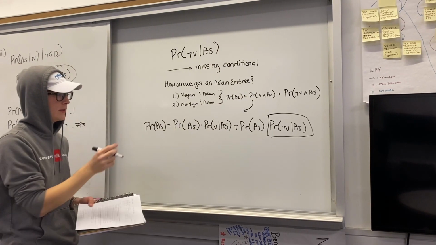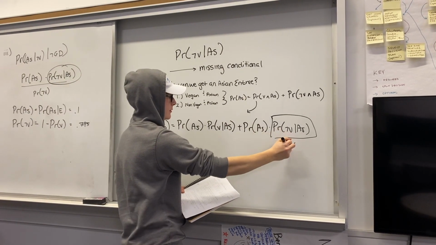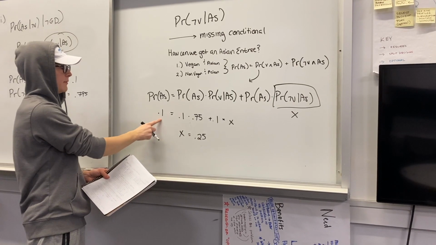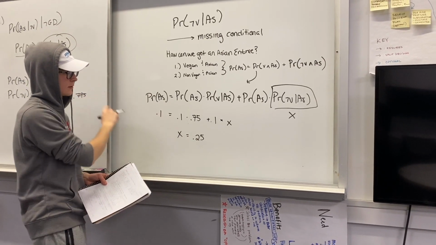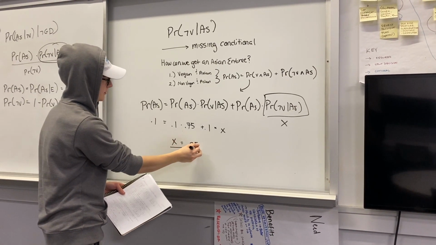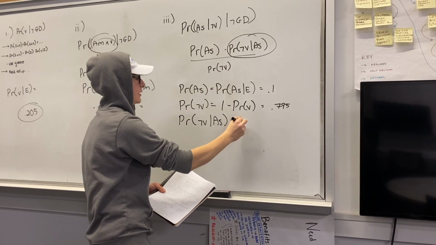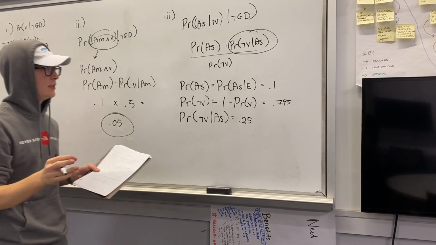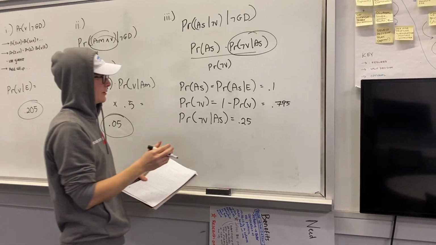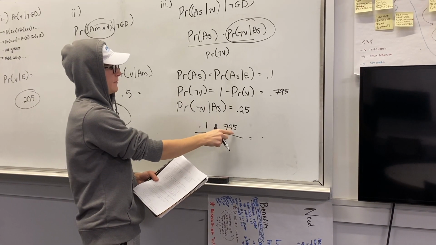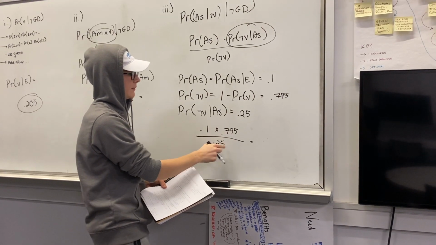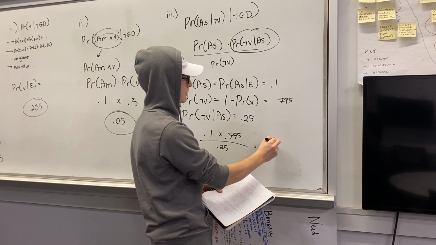Now let's plug in all the values and solve for x. After plugging in all the given values from the beginning, we get x equals 0.25. So for our third part, we have an answer of 0.25. Now we have all the values we need to plug into the formula and get our final answer. 0.1 times 0.795 all over 0.25 is going to equal 0.0314.